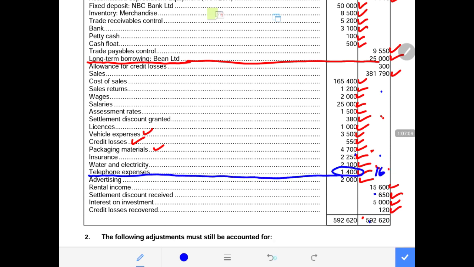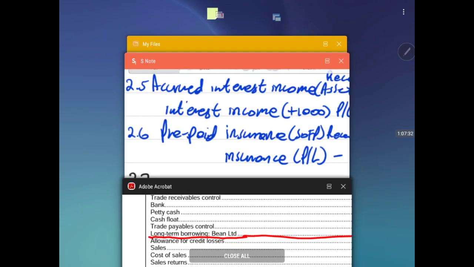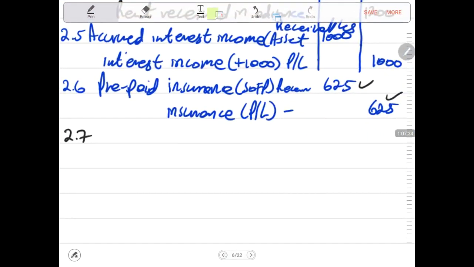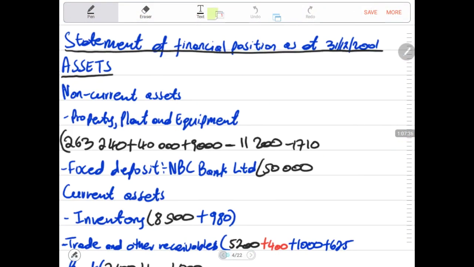Why am I saying that? Because I said before that expenses that are in the trial balance are the expenses that are already paid. So if this is what is already paid and they say 165 is not paid, that means 165 is not included in this 1.4. That means we need to increase that 1.4 of the telephone expense because it is supposed to be there, because this telephone is for the month of December.